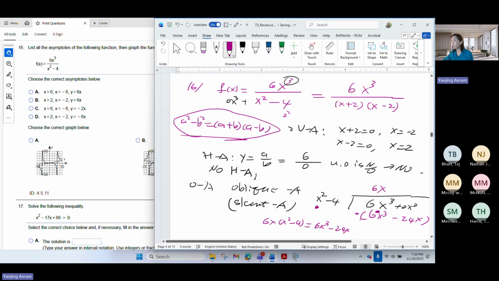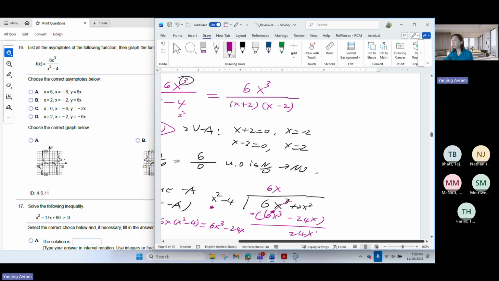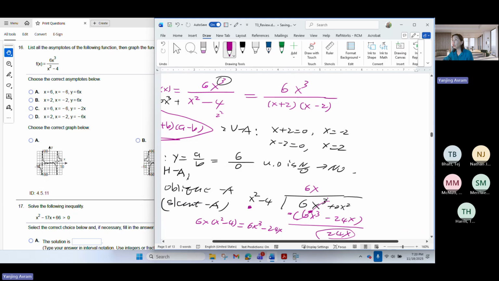And then you do the subtraction, right? So these two will be canceled out. This will be positive 24x. The degree of 24x is already lower than x squared, so this is a remainder already. You cannot do the subtraction anymore. So y equal to 6x is the oblique asymptote.